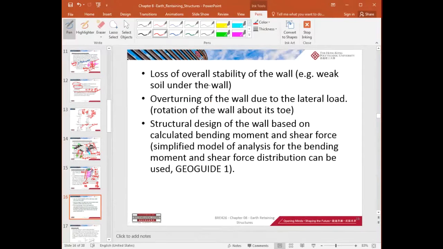Now you have to avoid the instability of the wall. For the wedge soil under the wall, so that will give you bearing failure. Soil bearing. And here's the overturning of the wall, it's rotating about its toe. And also you have to design carefully about the bending moment and the shear force in the structural members. To avoid overstressing, you have to choose the appropriate steel section or appropriate amount of steel reinforcement for the RC wall and so on.